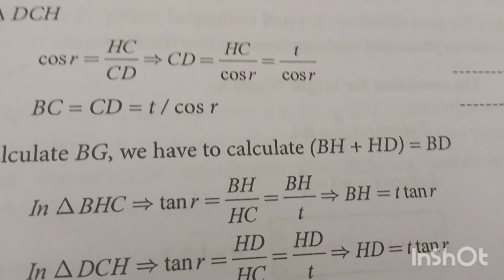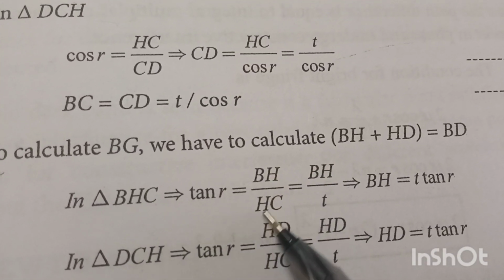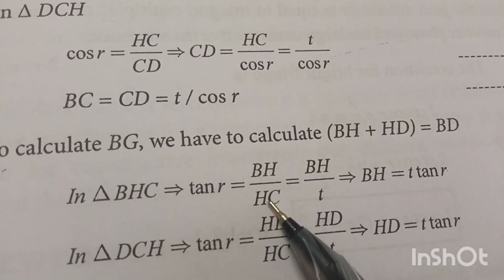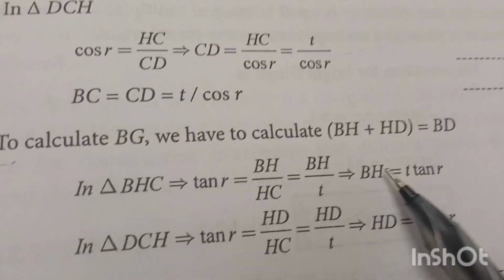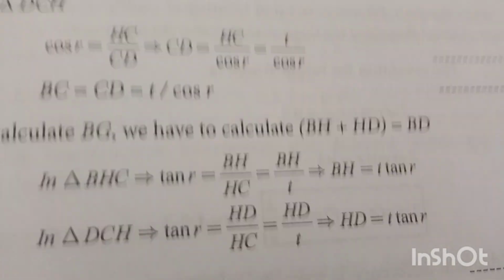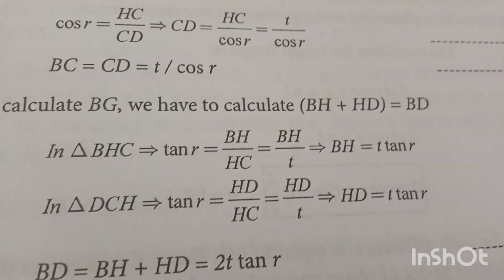So in triangle BHC we can write tan r is equal to BH by HC. But HC, we know, is small t, then BH by t is tan r, which implies BH is equal to t tan r. Similarly from triangle DCH we can also write HD is equal to t tan r.